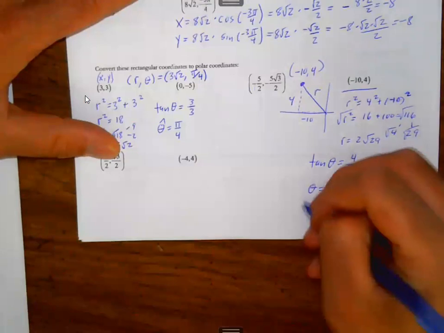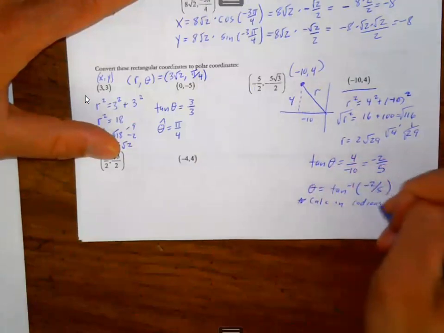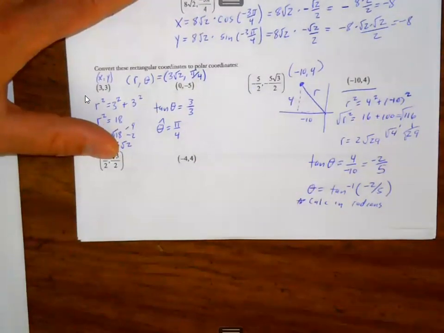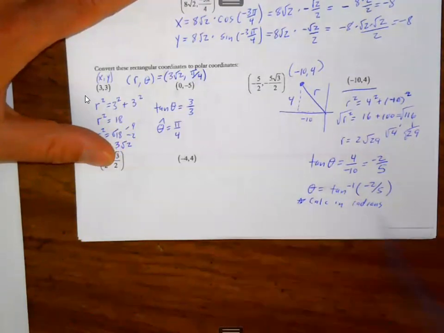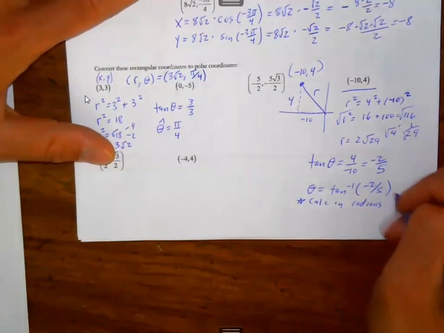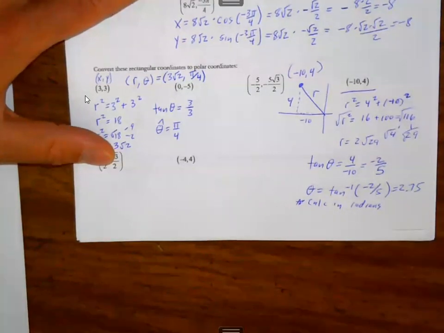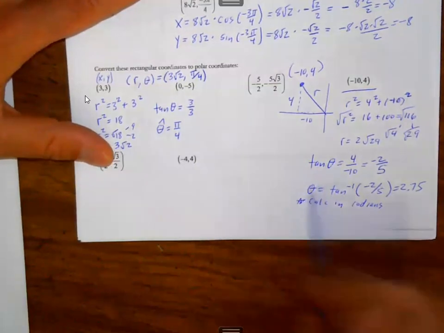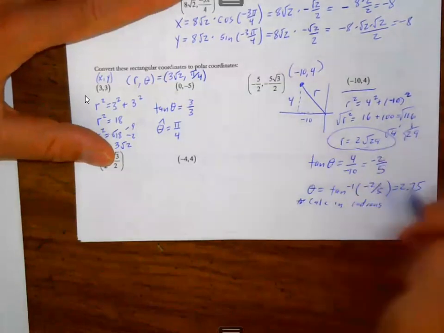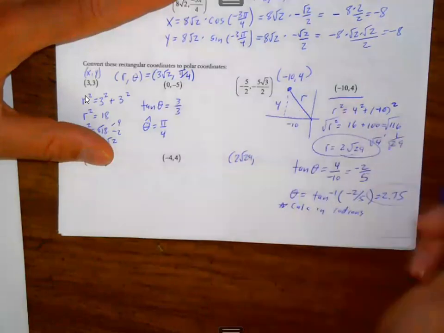Make sure the calculator is in radians. My calculator would take a minute to pull that up, so I assume you all know how to type that in the calculator. If not, just ask and I'll happily show you. But if you type that in, I did this earlier, that comes out to 2.75 radians, which, if you're doing it on the calculator in radians, you don't have to put in terms of pi. You can just leave it like that. So we got theta, we got r, so we're good. We got our point, r comma theta, 2 root 29, comma 2.75.